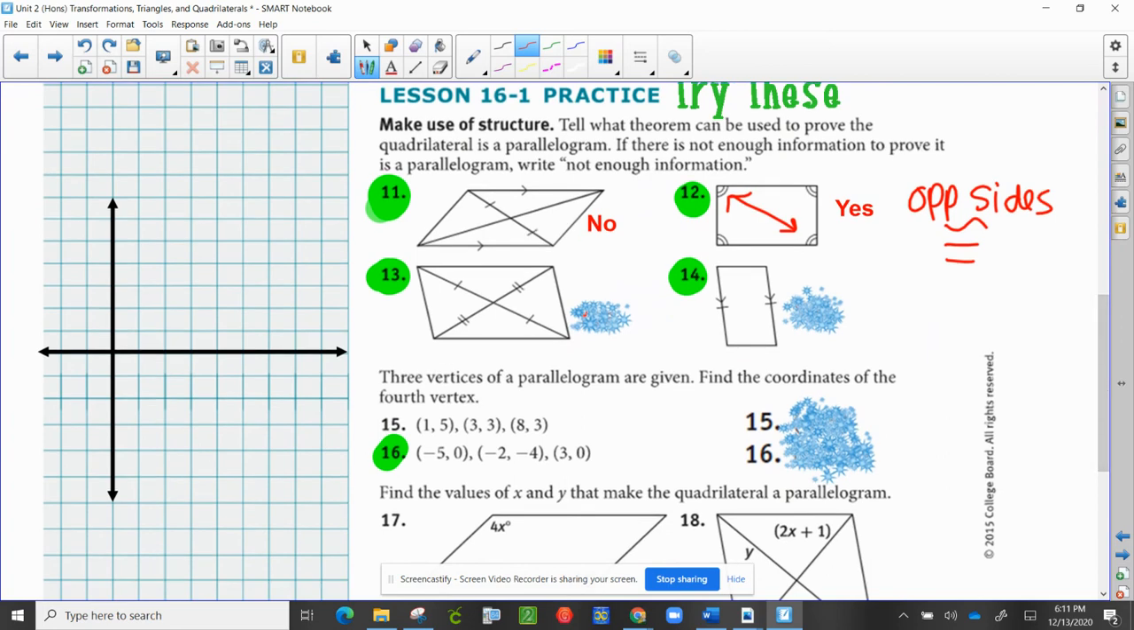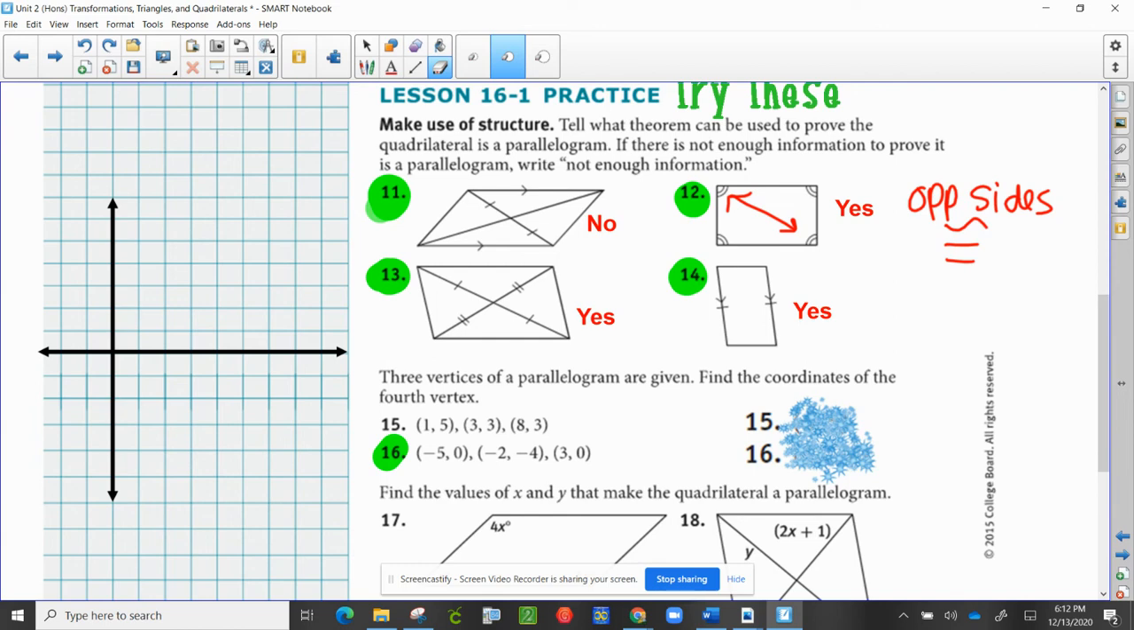Okay. Let's look at 13. Can we prove that 13 is a parallelogram? Okay, again, this one would be a yes. They're showing that those diagonals are in fact bisecting each other because both have those little congruent tick marks. And lastly, this picture number 14, they're showing parallel lines and they're also showing congruence. So that would also be another way to show you that that is a parallelogram. That's your second theorem that we went through.